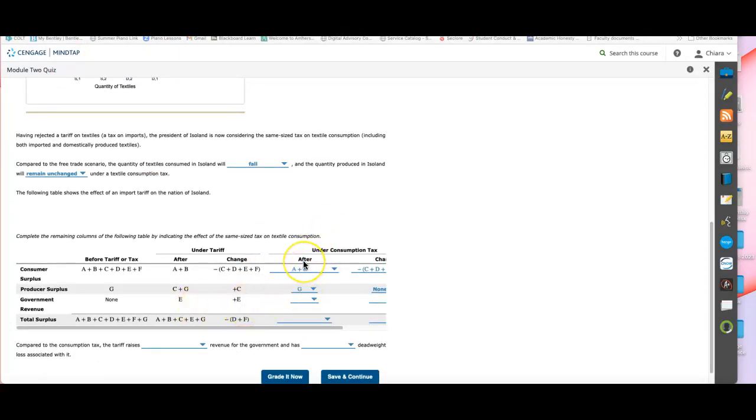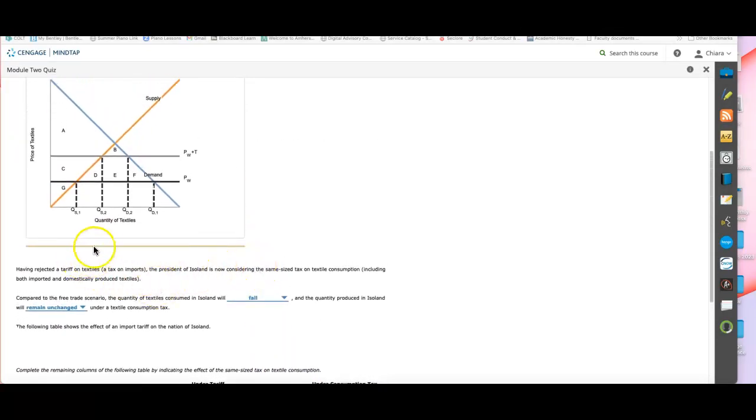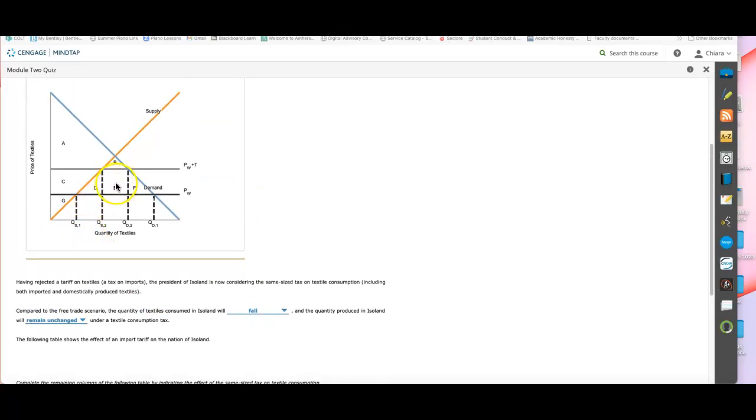Now what happens with the consumption tax? The government revenue is going to increase. And how much is it going to increase by? Now, with the revenue for the government, it's going to collect the tax from the purchase, right? But the quantity sold is going to decrease. So the quantity sold decreases by the same amount, from QD1 to QD2. It's going to go up here.